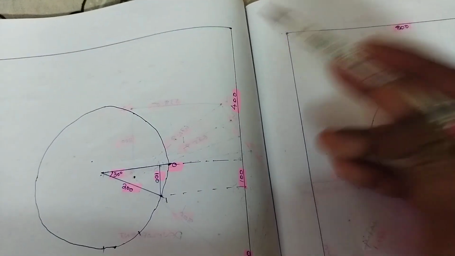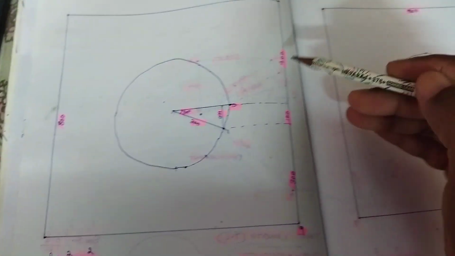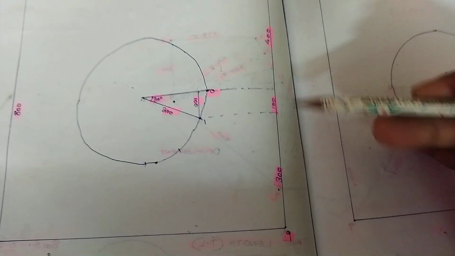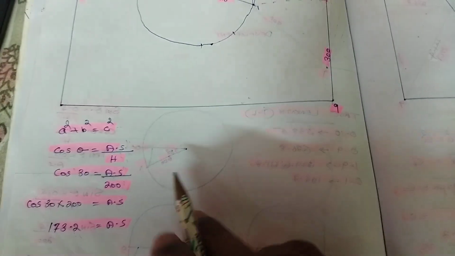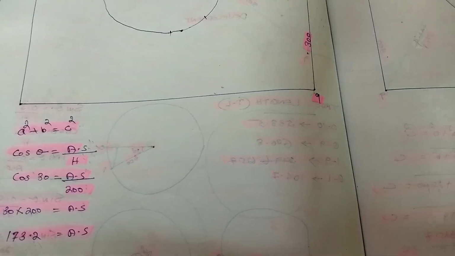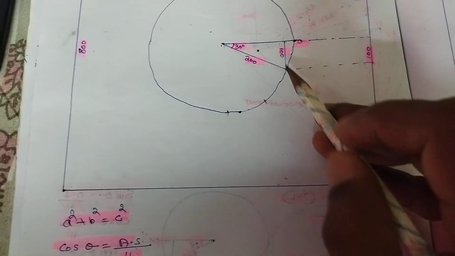This measurement is 100. This measurement will be 400. If we add these three, we will get this measurement. 400 plus 100 plus 300 is equal to 800. Okay. We used the formula. So we got 100 here.